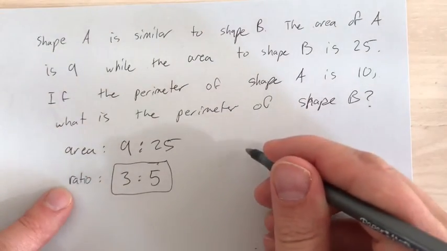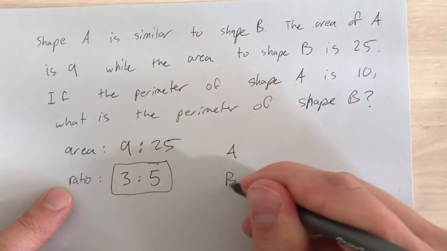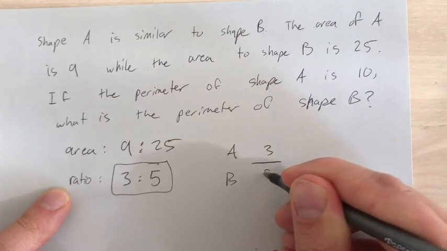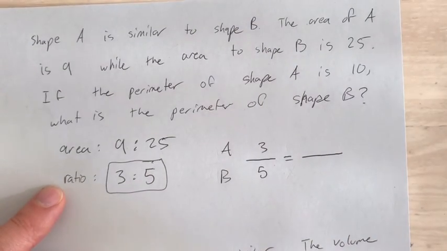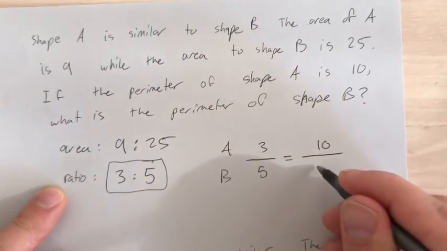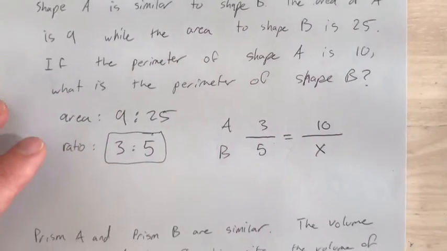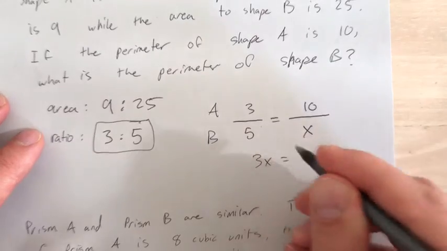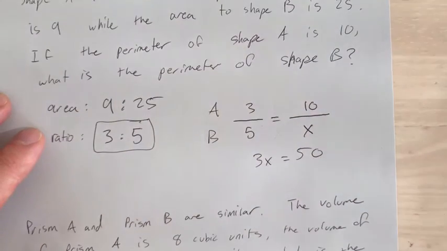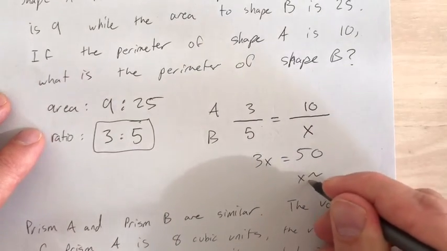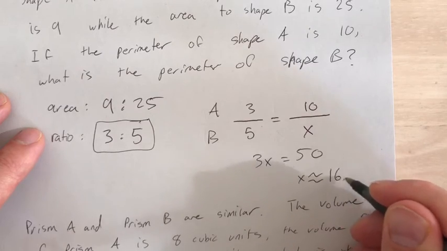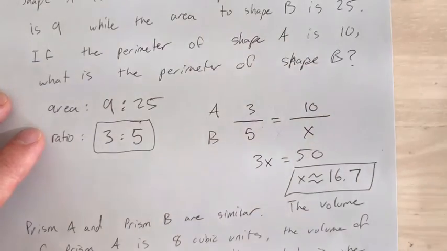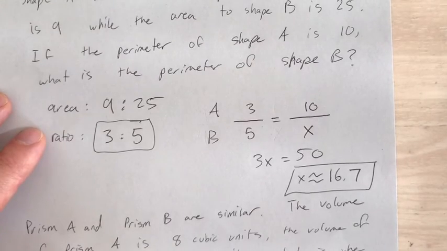So I'm going to set this up again. 3 to 5, so A on top, B on the bottom. We got 3 to 5 equals the perimeter of shape A. We know A is 10. We need to figure out B, so we'll put an X there. We're going to cross multiply. 3x, 5 times 10 is 50. 50 divided by 3 is going to become, x is approximately 16.6 repeating, or 16.7 if we round it. Okay, so that would be how I could do a problem like that.